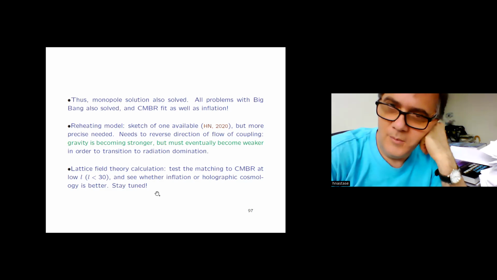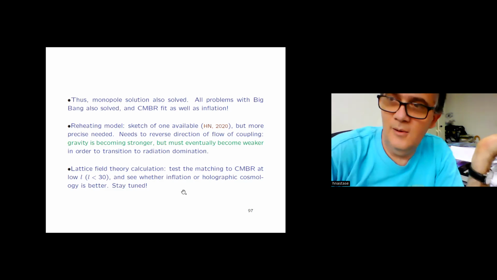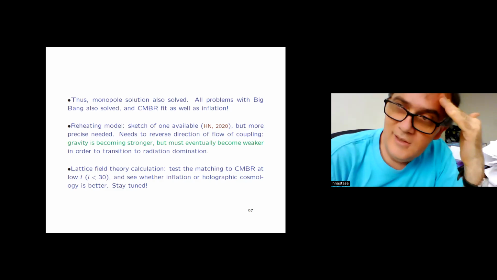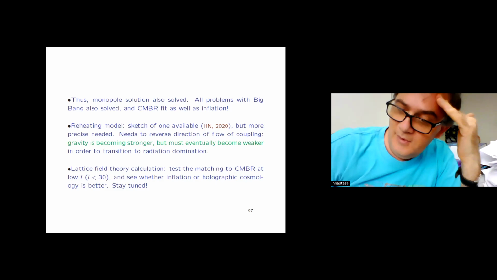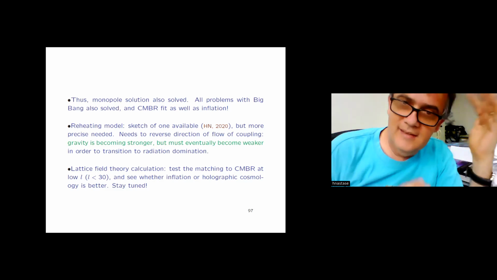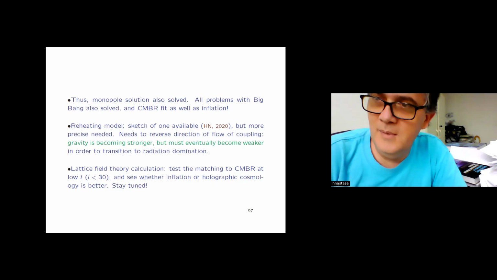So yeah, we'll wait for the solution of these two things, but I hope that holographic cosmology will actually be a new contender parallel to inflation. So that's the end of my talk and my series. Thanks a lot.